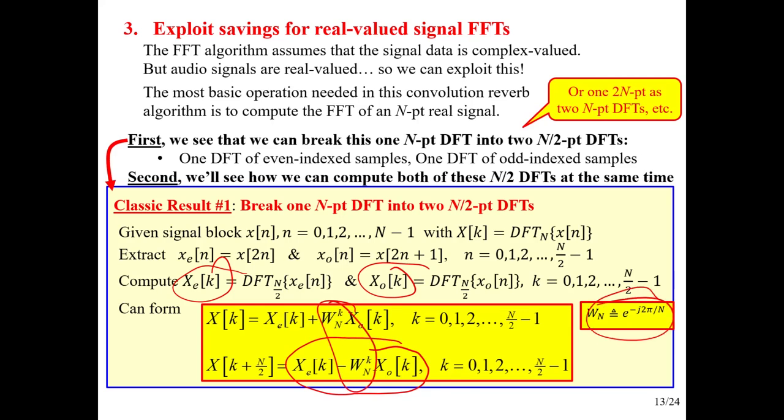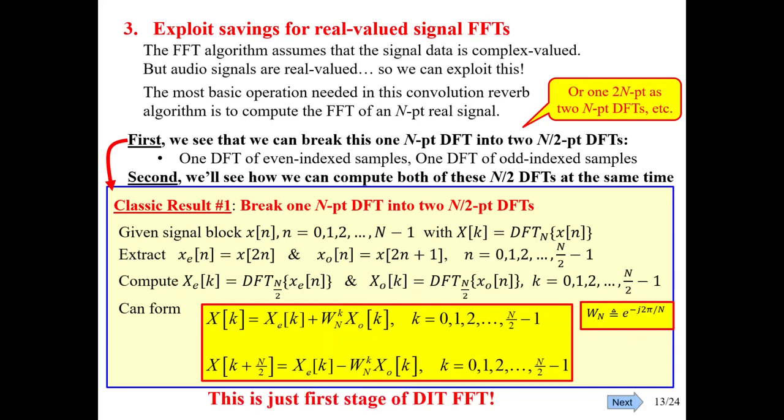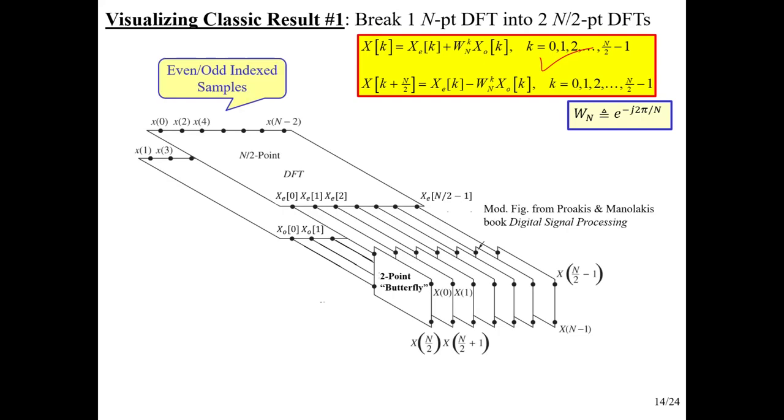So we've seen this. That is nothing more than the first stage of the decimate in time FFT. So I don't have to prove that to you. We've already proved that back in Unit 1. So let's visualize this. Here's the formula that we just stated, and it will end up looking like this.